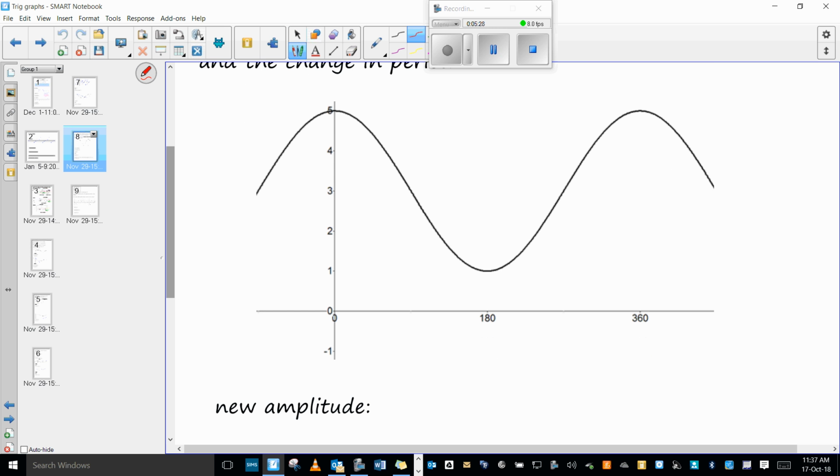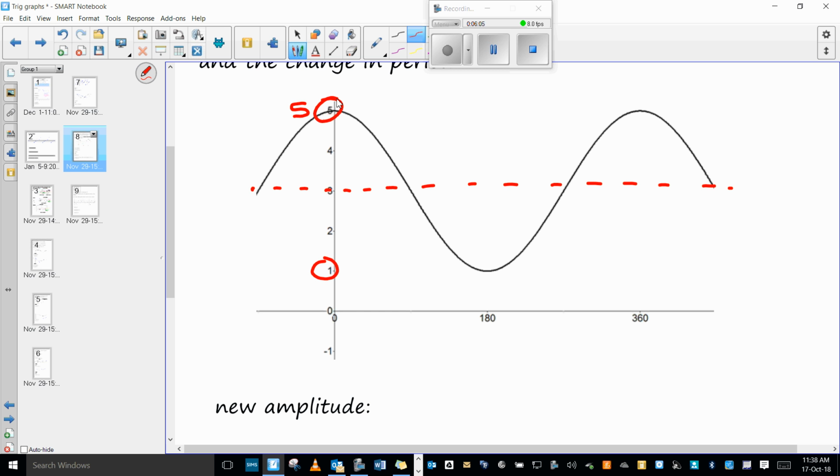So first of all, can we see where the central line for this graph is? Remember, it's halfway between the top and the bottom. What value is the very top? 5. What value is the bottom? 1. So where is halfway? 3. Okay, so if the top is at 5 and the bottom is at 1, then halfway of that is going to be at 3. So that's where our central line is.